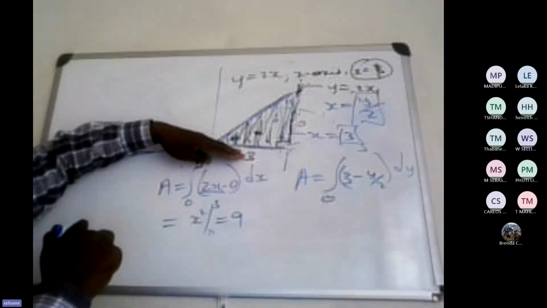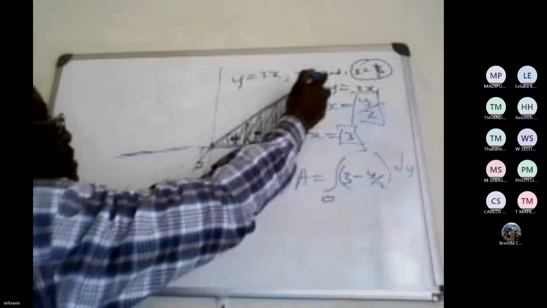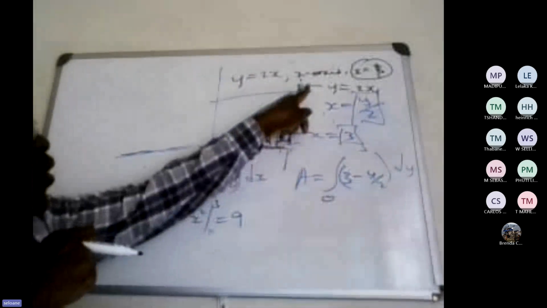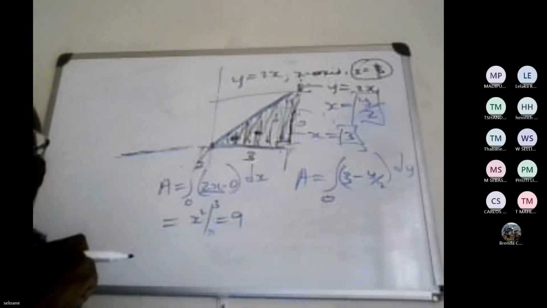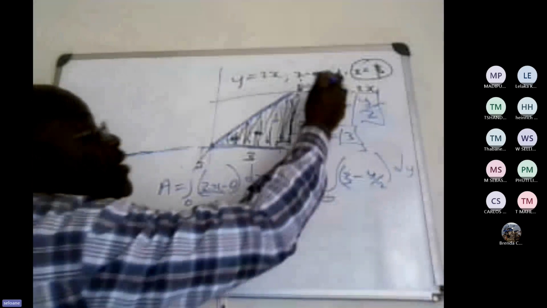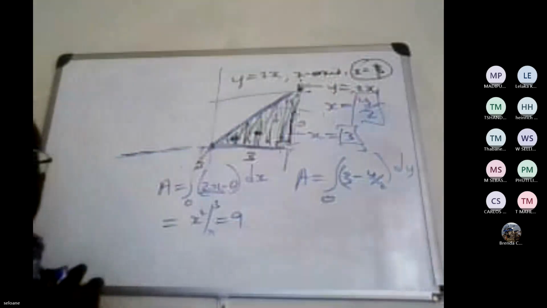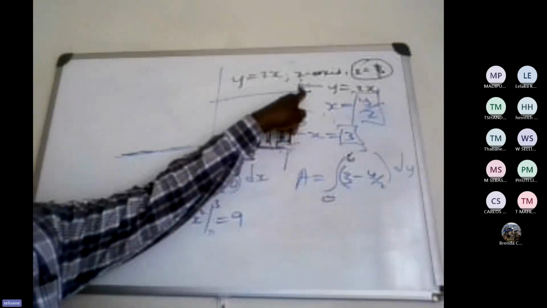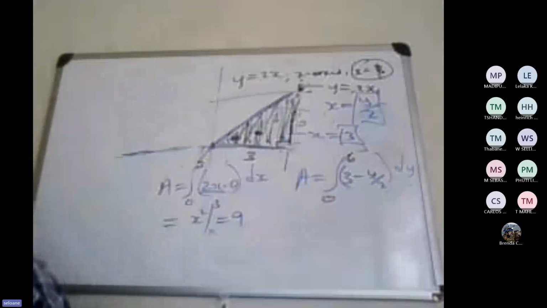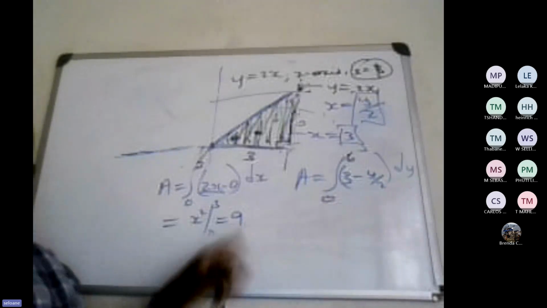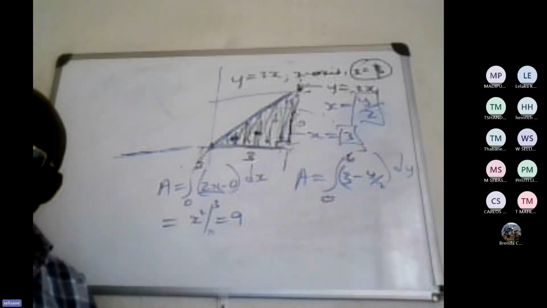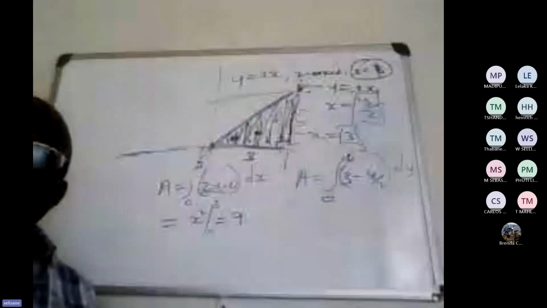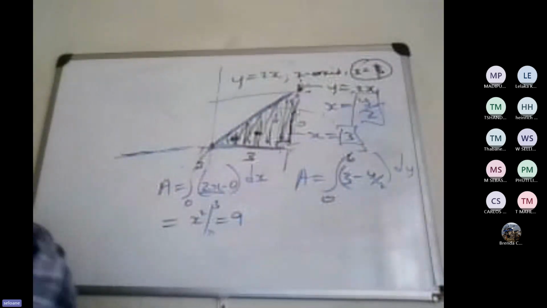So this is y equal to 0. Now what about this one here? What is this horizontal line? It's y here. We know what y is here. It is 6. We know if x here is 3, y is 6. Then you integrate this, and it will still give you 9. No ways, it must give you 9.